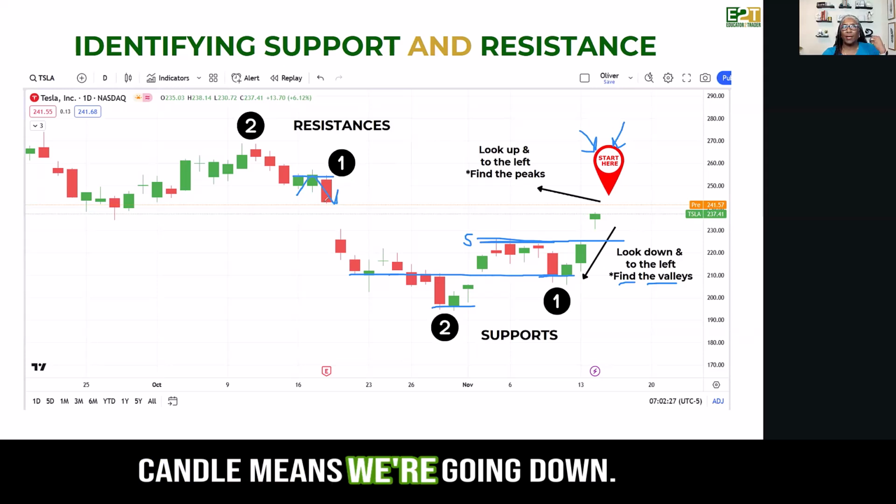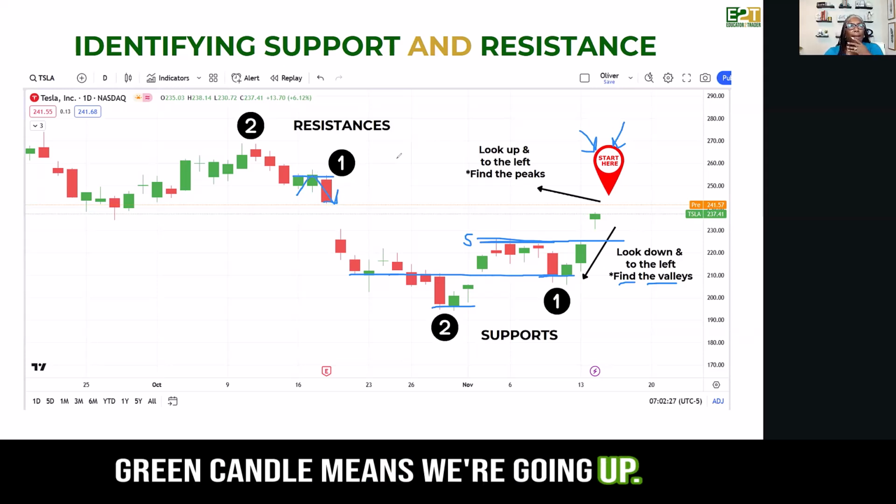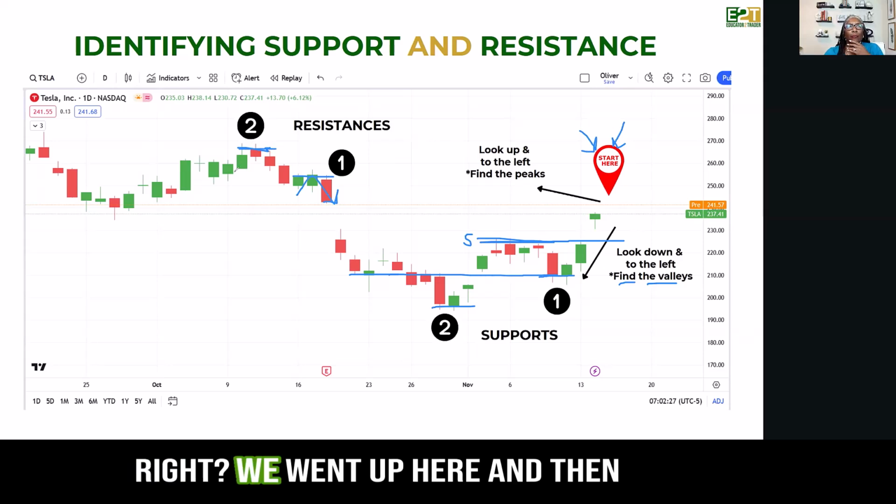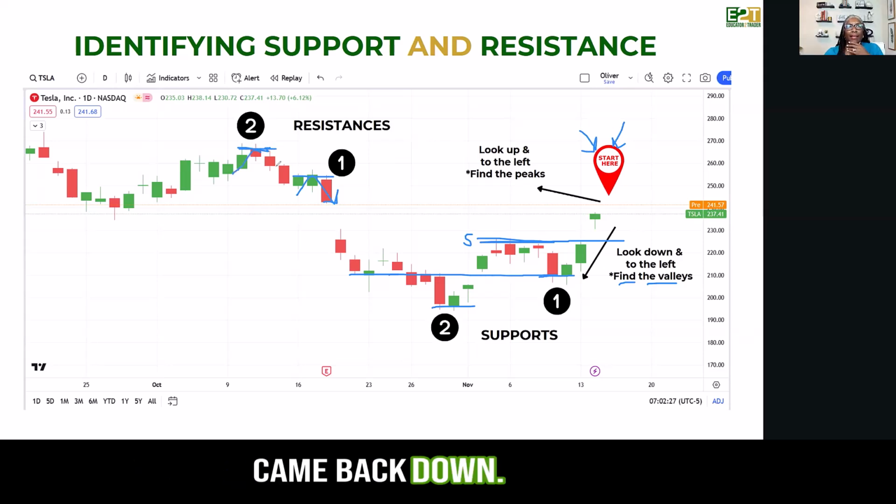That red candle means we're going down. Green candles mean we're going up. Here's another one, a little bit higher. Right? We went up here and then came back down.